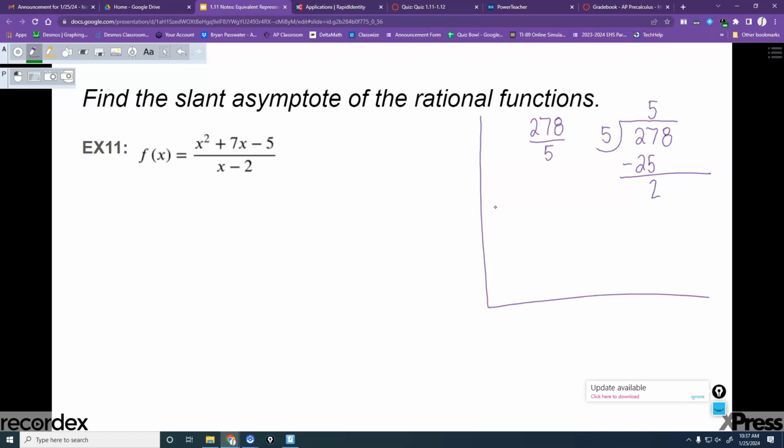Then bring down that 8. Okay. Then we're going to say, how many times does 5 go into 28? 5 times again. Right? 5 times 5 is 25. We are going to subtract. This time we get 3.